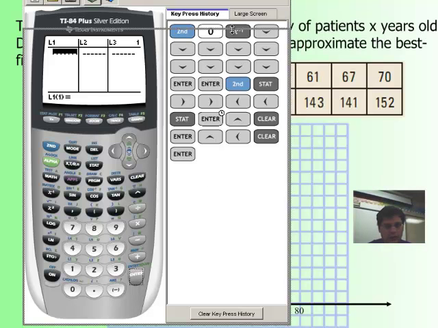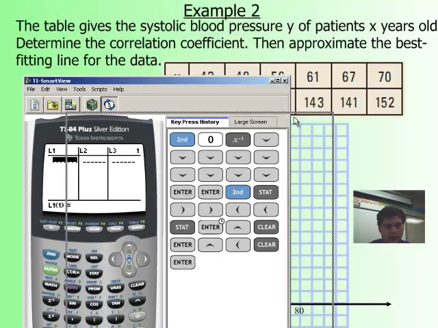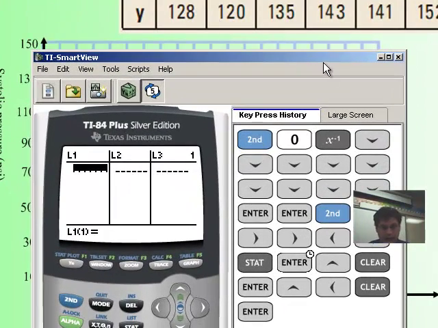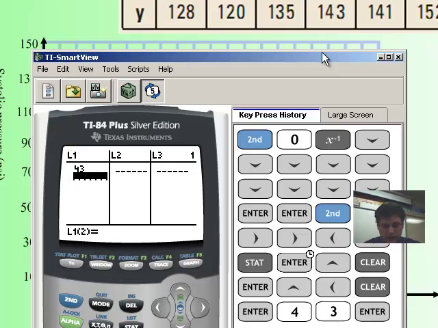All right, so let's enter our data. I'm going to make L1 my X values. The X is going to be the age. So let's see, I'm going to have 43, 48. And if you make a mistake, you can just simply highlight it like I did there and retype it, and then it'll change it. 56, 61, 67, and 70.